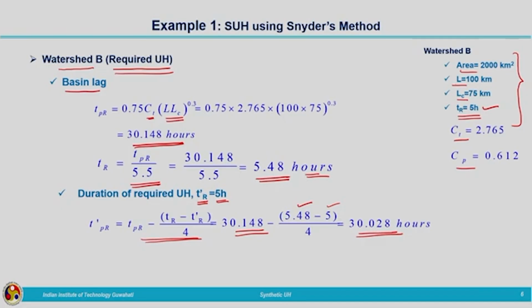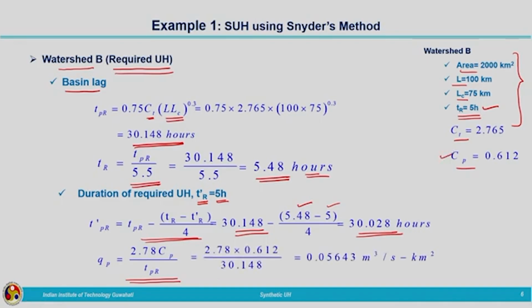The next step is to calculate the peak discharge per area, that is small QP. Small QP is given by the formula 2.78 Cp divided by TPR. The Cp value is already here, 0.612. This can be calculated as 0.05643 meter cube per second kilometer square.